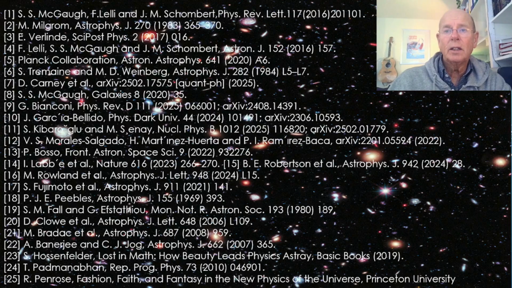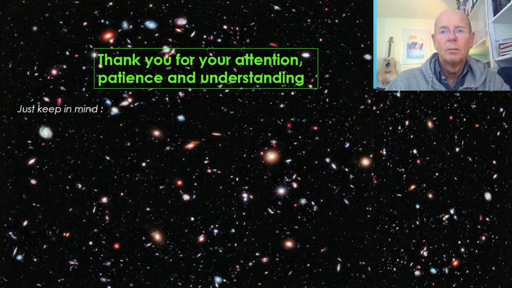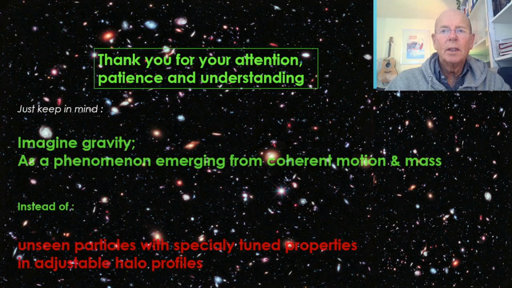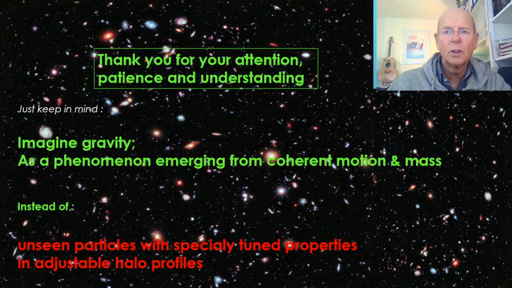On this slide, you can find our references with very interesting documents. Just keep in mind, imagine gravity is shaped not only by how much matter exists, but by how coherently it moves. Extra gravity emerging from coherent mass motion instead of unseen particles with adjustable halo profiles.